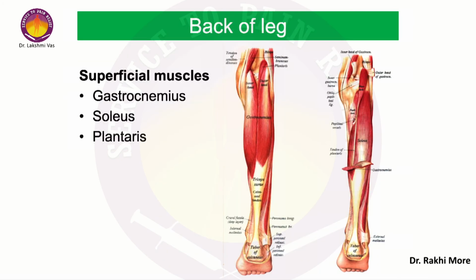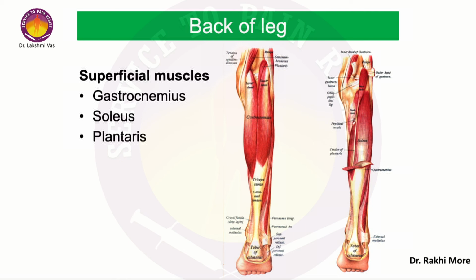Next we come to the back of the leg. Here the superficial muscles are the gastrocnemius, soleus and the plantaris. So the gastrocnemius takes origin from both the condyles of the femur, the medial head from the medial condyle and the lateral head from the lateral condyle.